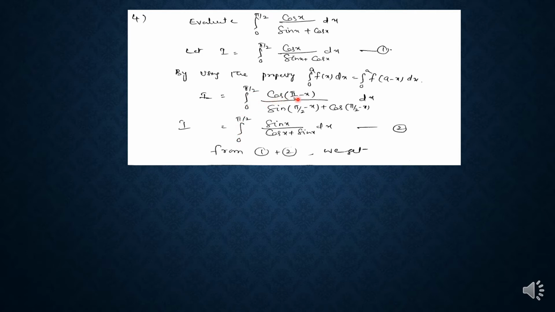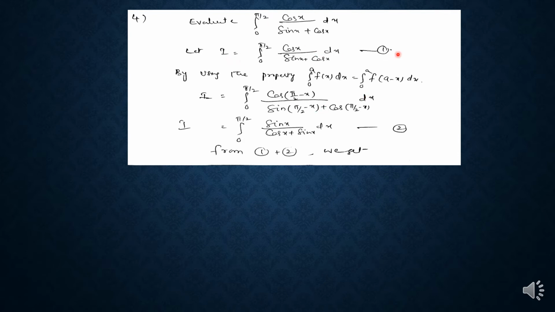We know that cos of 90 minus theta, cos of pi by 2 minus theta is sin theta, sin of 90 minus theta is cos theta, and cos of 90 minus theta is sin theta. So that is integral 0 to pi by 2 sin x by cos x plus sin x dx. Let us take this as the second equation.